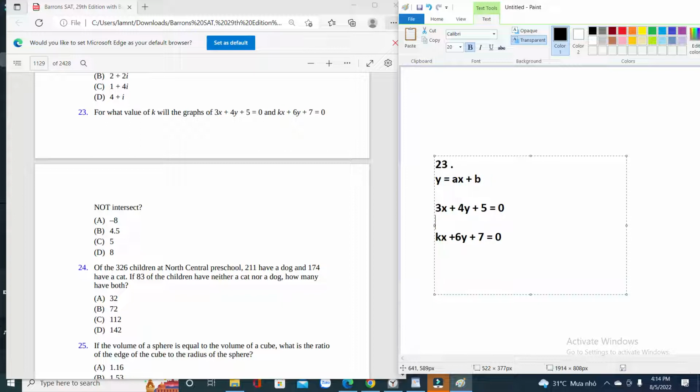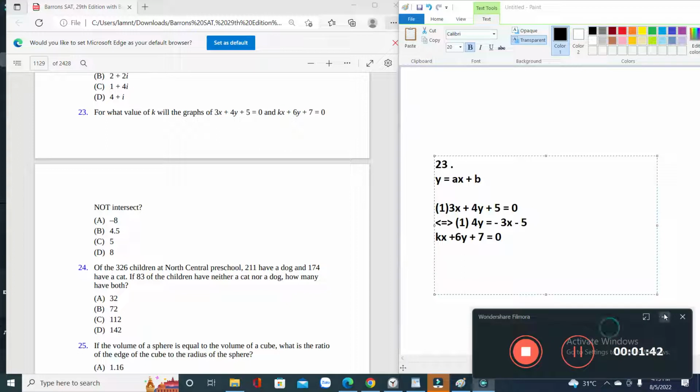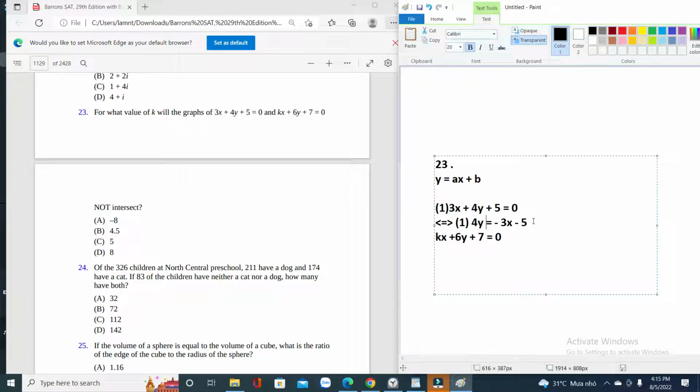So let's go. For line 1, y equals minus 3x minus 5, so this is line 1. Therefore y is equal to minus 3 over 4 x minus 5 over 4. Okay, so this is line 1.